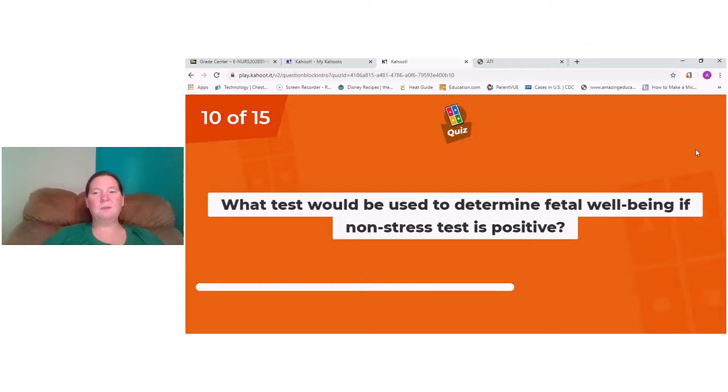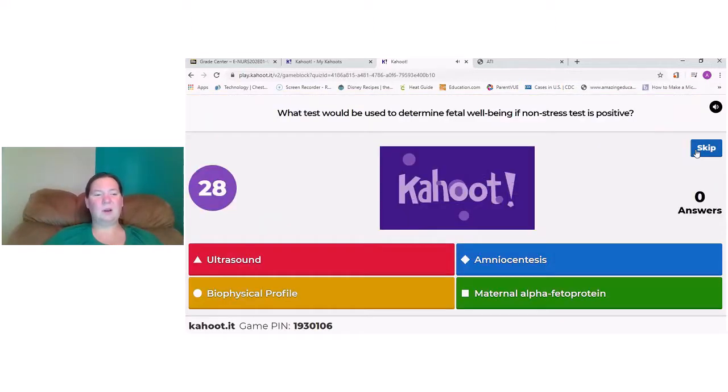All right, what tests would be used to determine fetal well-being if the non-stress test is positive? Sorry. Ultrasound, amniocentesis, biophysical profile, maternal alpha-fetoprotein. What would be our next step if we are not happy with our non-stress test?